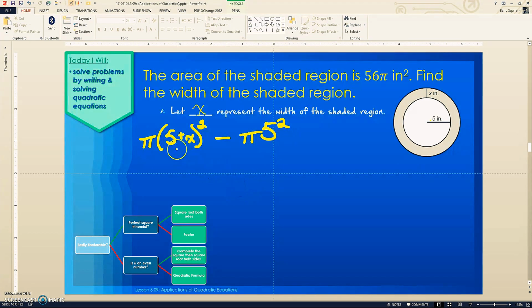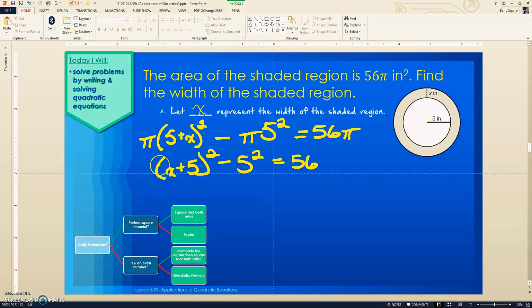So this is basically all we have to figure out. And then we know that that's going to equal 56 pi. Now, what's really nice is we don't have to let pi freak us out, because there's a common factor of pi everywhere. So we can divide everything by pi, and then they all go away. So then we're left with, I'm going to write it this way, x plus 5 squared minus 5 squared equals 56.